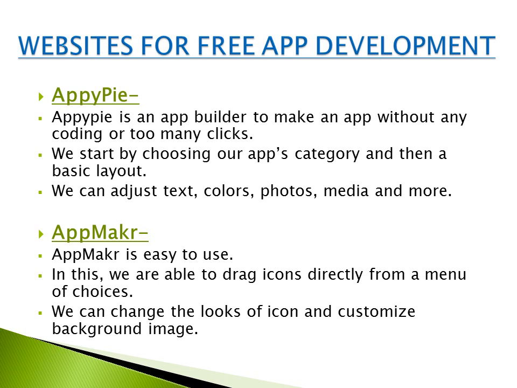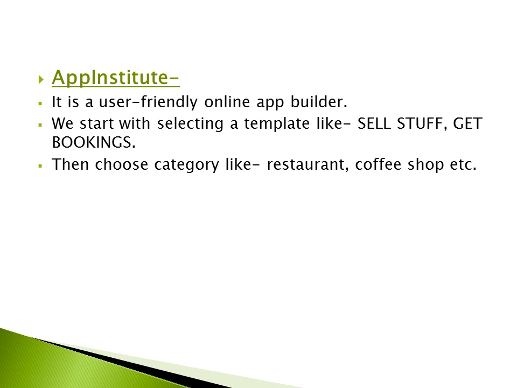Next, second is App Maker. App Maker is easy to use. In this, we are able to drag icons directly from a menu of choices. We can change the looks of the icon and customize background image also. Third is the App Institute. It is a user-friendly online app builder. We can start with selecting a template like sell stuff, get bookings, etc. Then choose category like restaurant, coffee shop, etc.